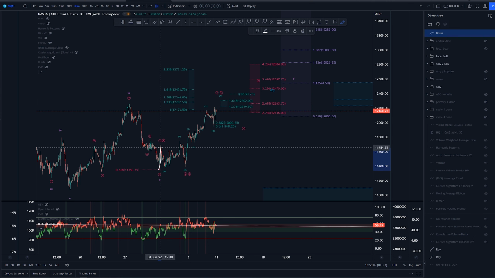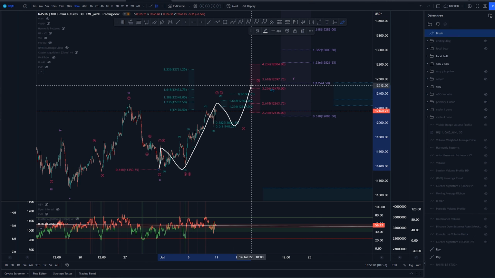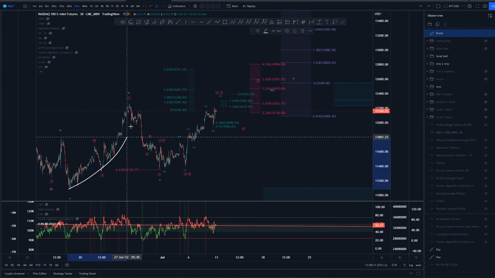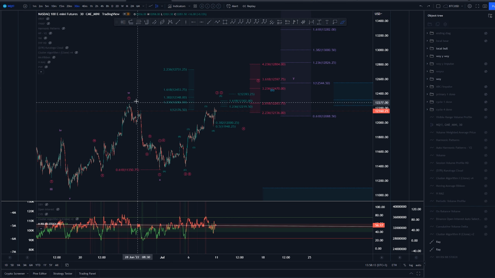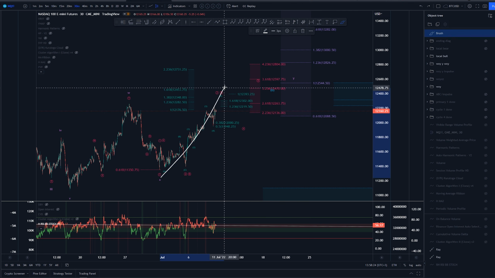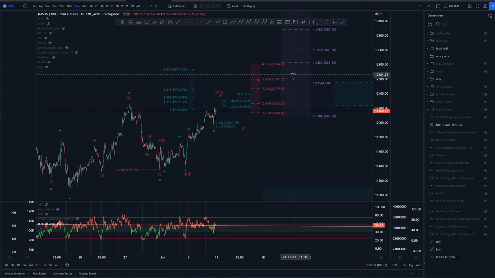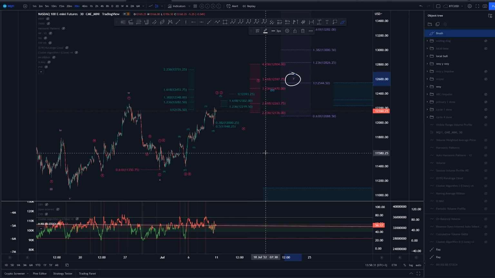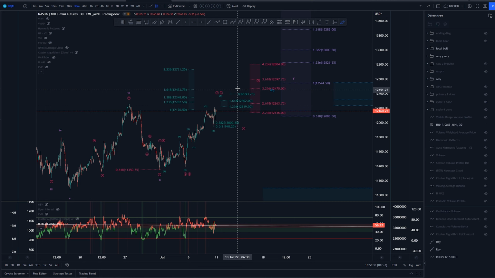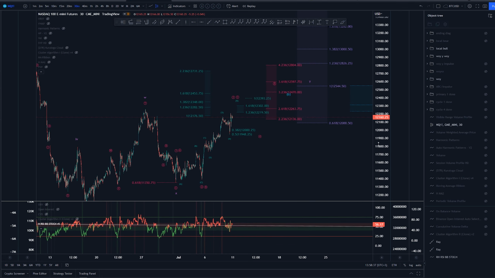If this indeed turns out to be a 1, 2, 3, 4, and 5, we have to be looking at this first structure here as a possibility of being a 5-way structure. How are we going to be labeling that? I have no idea, but we'll see when that time comes. Also, there is a possibility that this indeed is a 5-way move here, and then we have a 3-way pullback and then 5 waves again to get us to that wave Y here, as wave Y would contain 3 waves and not 5 waves. Okay, so that's the bullish idea.